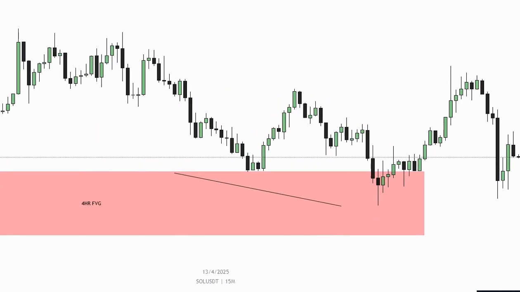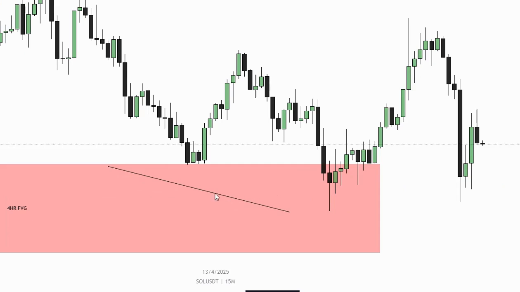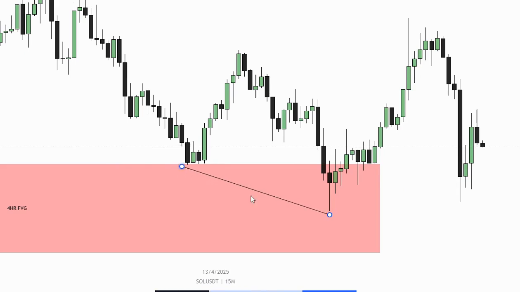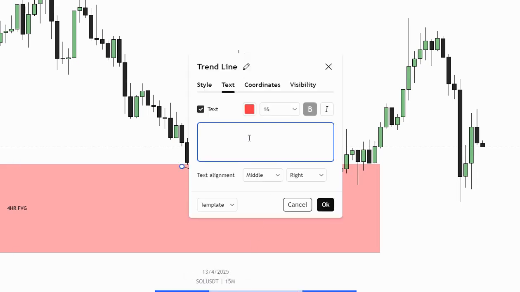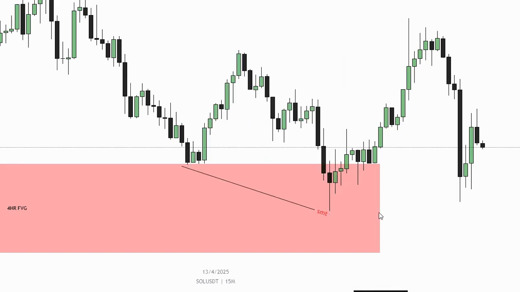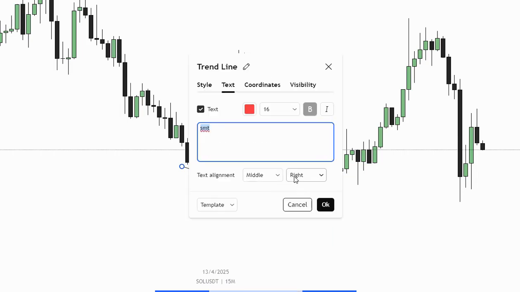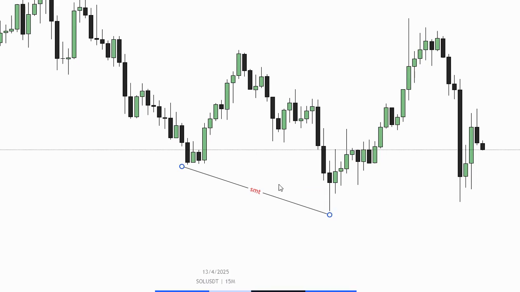Look at that. We still have that SMT there. You see that? Then what follows this one is something that you should see. I want to remove this one. Now we know that we are rejecting off a key level. So we have this SMT. Let's place this at the center. See that?